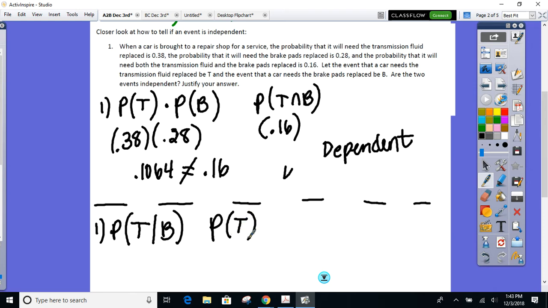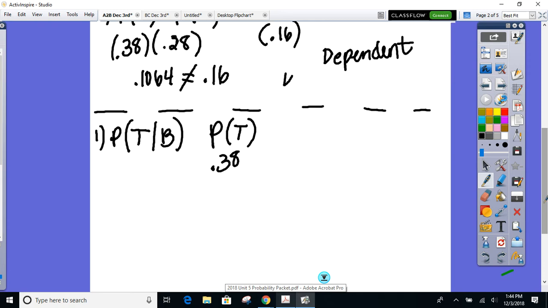All right? Let's compare those now. We know what the answer is going to be, but I want to do it two different ways. All right, look back up. What's the probability you get transmission fluid? 0.38. All right, so 0.38 over here. And this is just good practice. Somebody help me, remind me, how do I find this probability again? What we did Friday.